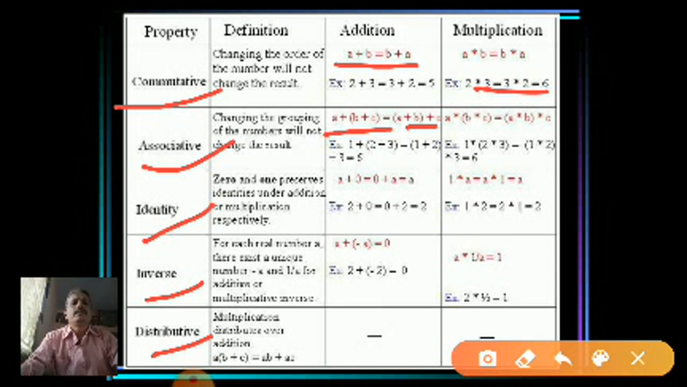Good. Inverse property. We just discussed it in the previous slide. A plus minus A gives 0. And for multiplication, A into 1 upon A, that means the reciprocal, gives 1. So be careful. In addition, the answer is 0, and in multiplication, the answer is 1. Good.